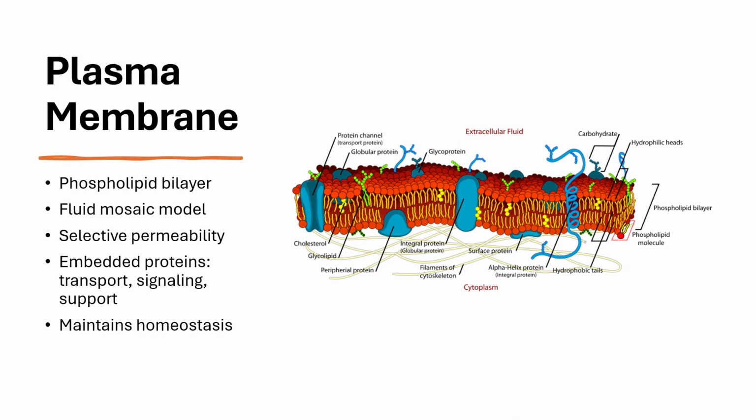Membrane proteins aid in transport, signaling, and structural support. Selective permeability maintains homeostasis within the cell. Without membranes, cells could not regulate their internal environment.